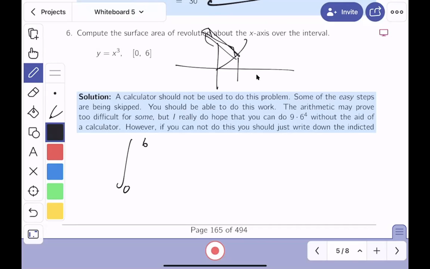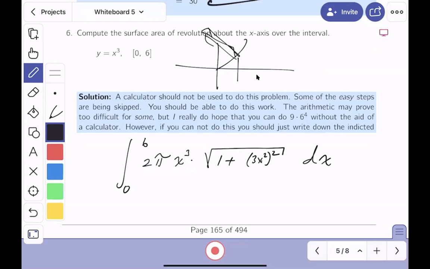Now, the radius of that strip is actually going to be y. So it's going to be 2 pi y. But y is actually x cubed times dx, the arc length of that. And that arc length is going to be the square root of 1 plus its derivative squared. What's the derivative going to be? 3x squared.